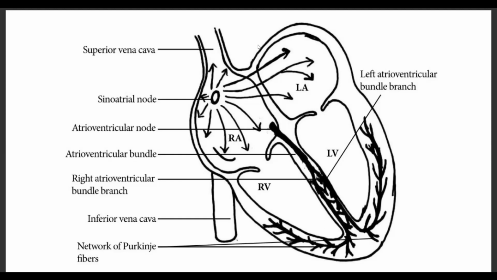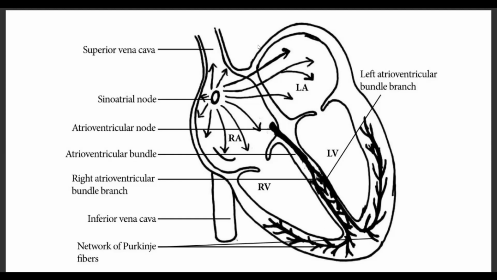Then the conducting system of the heart consists of a specialized system. First one, SA node. Second one, AV node. Third one, atrioventricular bundle branches and Purkinje fibers. The SA node, or sinoatrial node, is a small mass of specialized cells. It lies in the myocardium of the right atrium near the opening of the superior vena cava. Right? This SA node is called the pacemaker. Why? It initiates the heartbeat and sets the rhythm of the heartbeat.